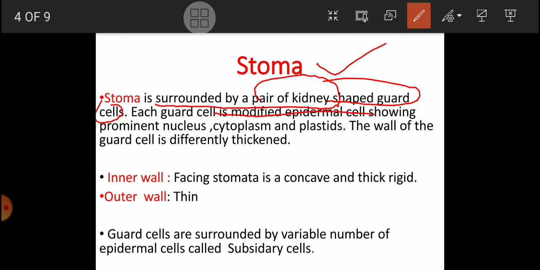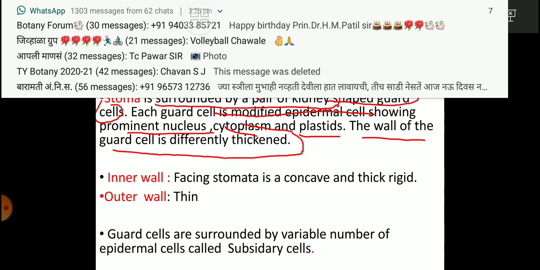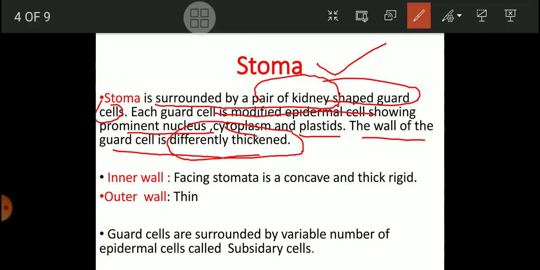So that is showing a prominent nucleus. We can find a prominent nucleus in the guard cell. We can find cytoplasm in it. We can find plastids, meaning chlorophylls are there. Again, the walls of the guard cell are differently thickened. Keep in mind, the walls of the guard cells are differently thickened. The inner wall, which is facing the stomata, is concave, thick and rigid. The outer wall is thin, isn't it? So we have to say that it is differently thickened.